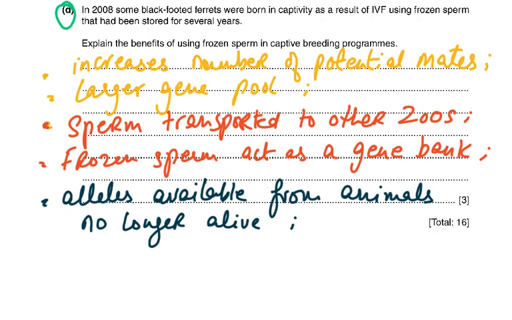Then part D of the question. In 2008, some black-footed ferrets were born in captivity as a result of IVF using frozen sperm that had been stored for several years. Explain the benefits of using frozen sperm in captive breeding programs. Increased number of potential mates, larger gene pool, sperm transported to other zoos, frozen sperm acts as a gene bank, alleles available from animals no longer alive. So these are the general points which we give for all these like seed banks and frozen sperm and botanic gardens and all that. This is very general and we write this nearly in every mark scheme.